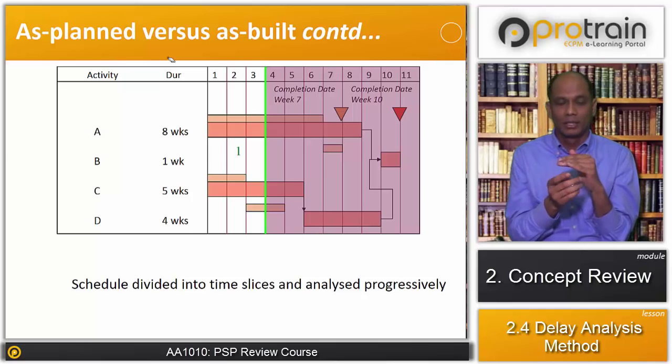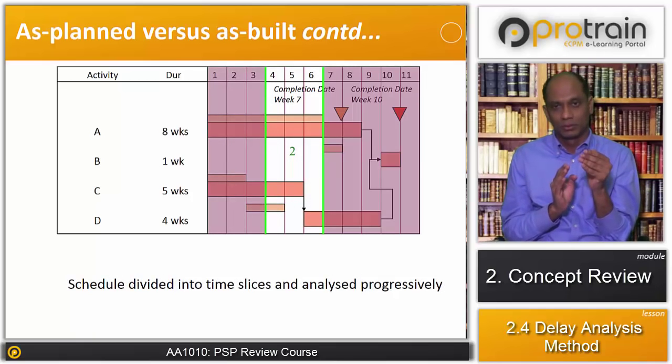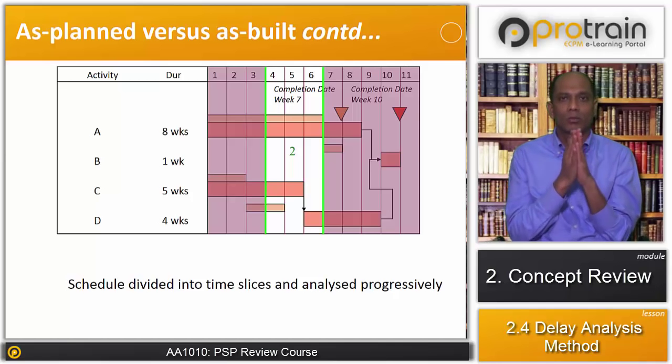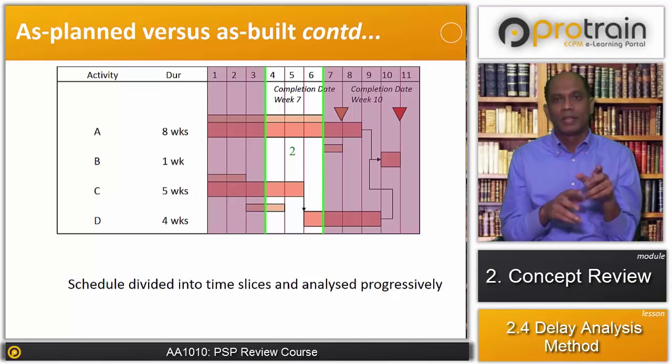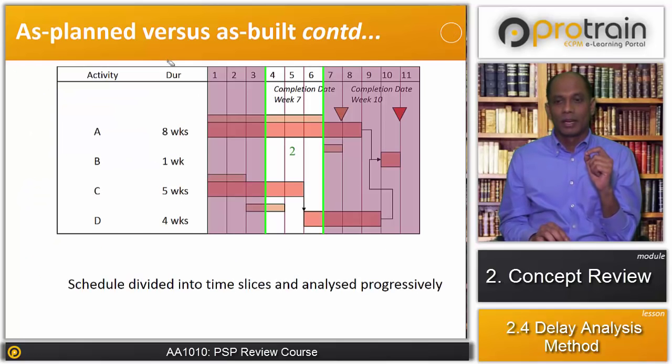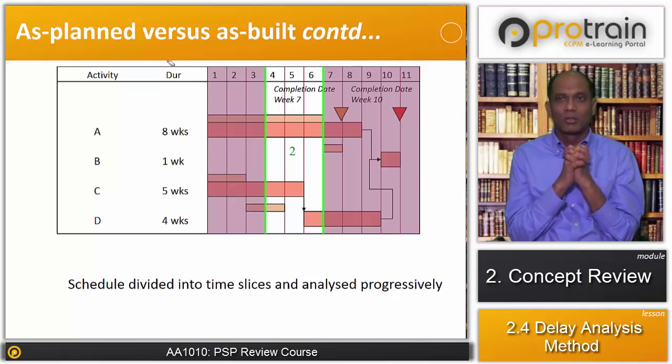Then we jump to window number 2 and do the same analysis. What is the window level variance and who is responsible for it, what happened during the window. Then we go to the third window and perform that analysis. So this is how the as-planned versus as-built analysis works.